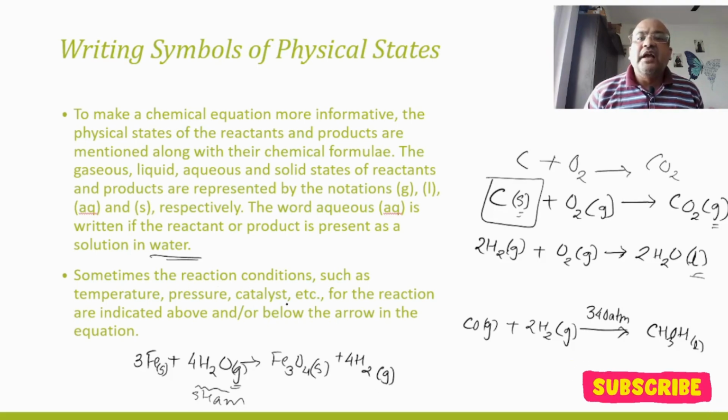In some of the reactions where we need to write down the temperature, pressure or the catalyst, these are indicated above or below the arrow. Here you see the pressure has been required, so 340 atmospheric pressure, and we have written it above the arrow. So this information is provided below or above the arrow. Writing these physical states gives us more information about the given reaction.